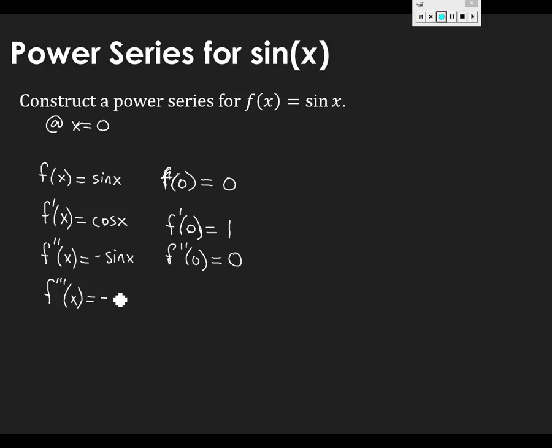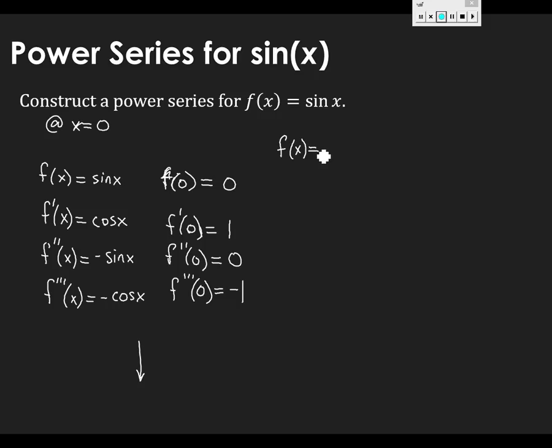Taking the derivative again, we get what? Negative cosine. So there we get, for f triple prime, 0, -1. And now, repeat, yes? Okay. So I think we're back to sine now again. And we just keep getting 0, 1, 0, -1, 0, 1, 0, -1. So I think we're ready to write our power series for sine.